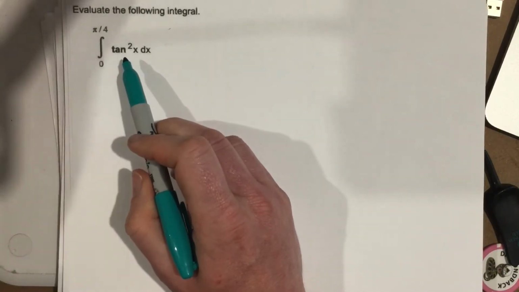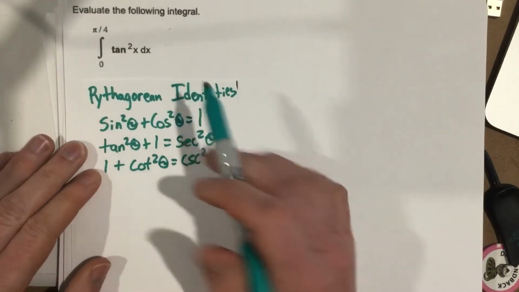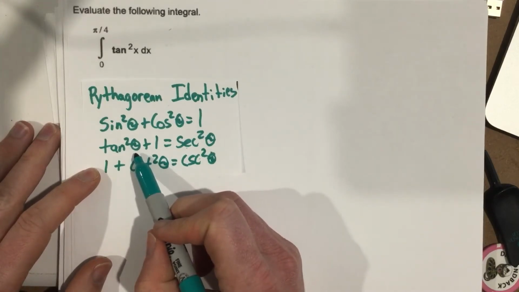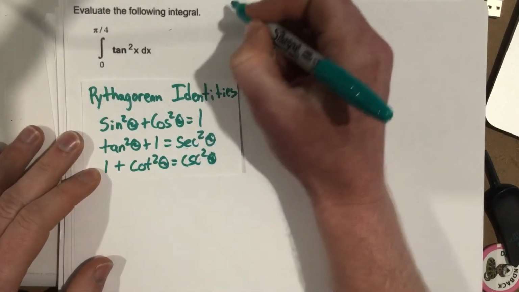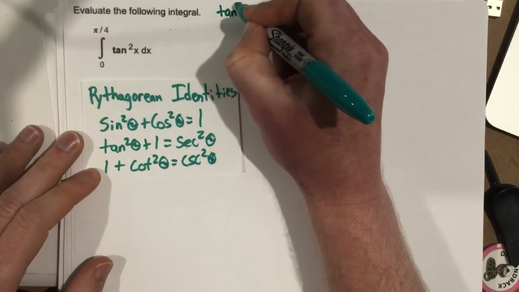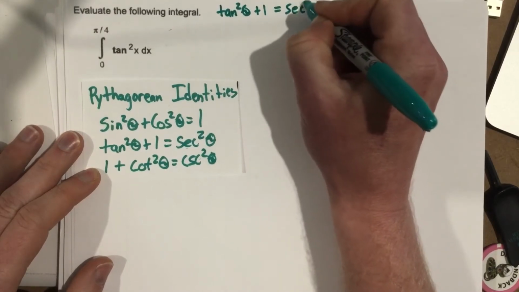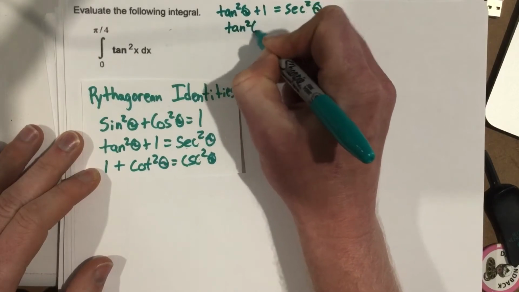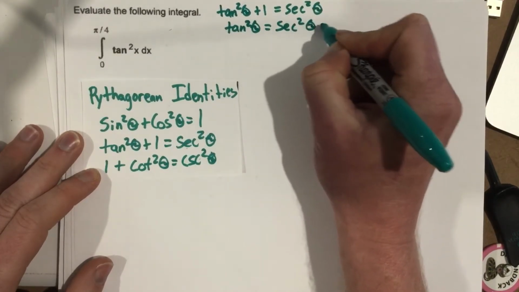Usually when I see tangent squared, I think of the Pythagorean identities. So if we look at our Pythagorean identities, we can see that tangent squared theta plus 1 is equal to secant squared theta. So we can say that tangent squared theta plus 1 equals secant squared theta. That means tangent squared theta, if we subtract the 1 over, is secant squared theta minus 1.